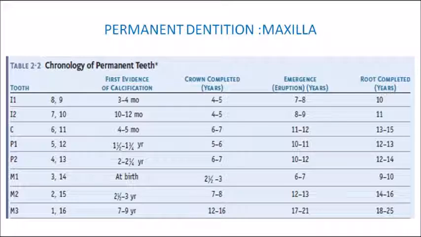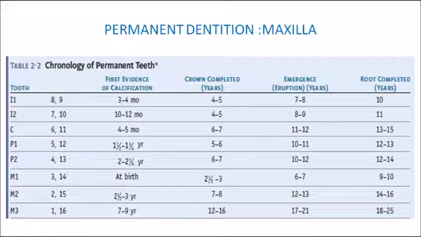We have already seen 18 to 20 weeks in vitro. That's the time period by which all the primary dentition has begun calcification. Whereas in permanent dentition, it's a very wide range. At birth, there is the evidence of calcification for your first permanent molars, whereas the third permanent molars, that is the last tooth to erupt, is showing the evidence of calcification only at the age of 7 to 9 years.